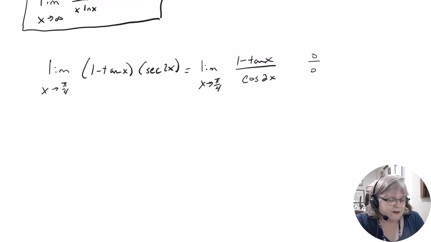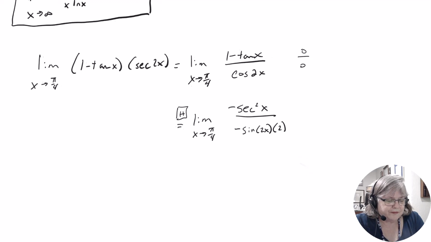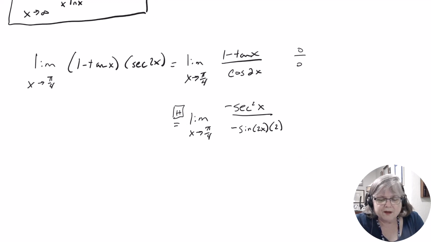So this turns out to be, using L'Hopital's rule, the derivative of 1 is 0, and the derivative of negative tangent is negative secant squared. And the derivative of cosine 2x is negative sine of 2x. Leave the inside alone, loop back in and take the derivative of the inside.